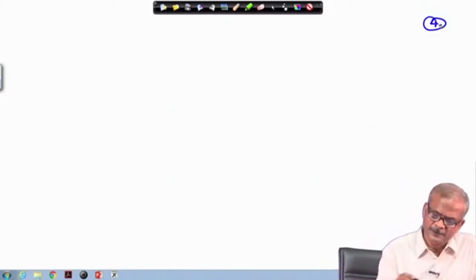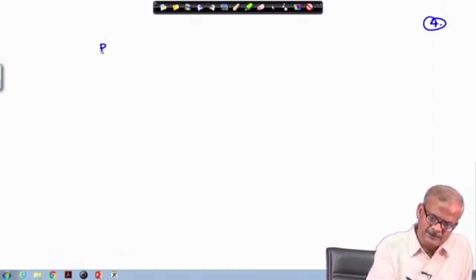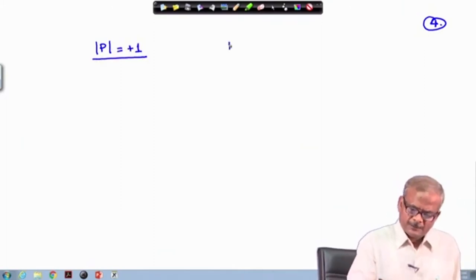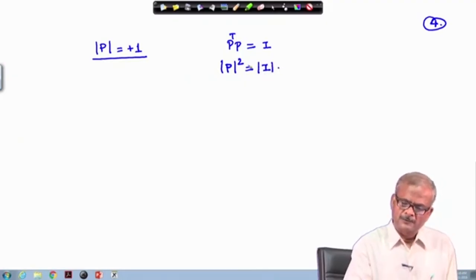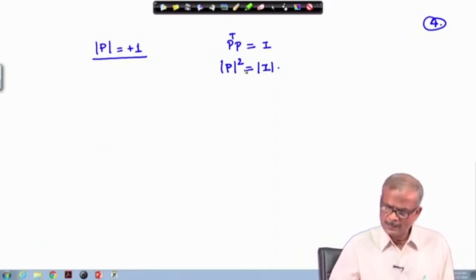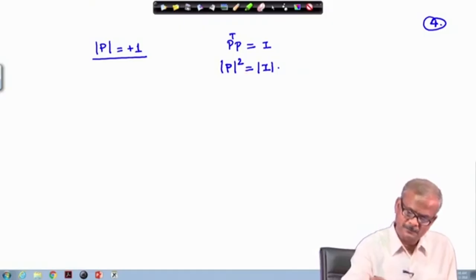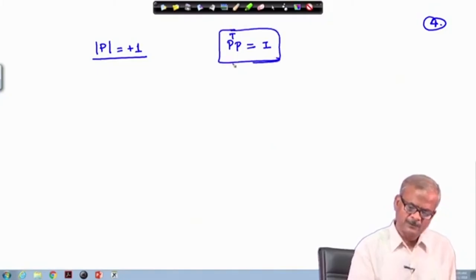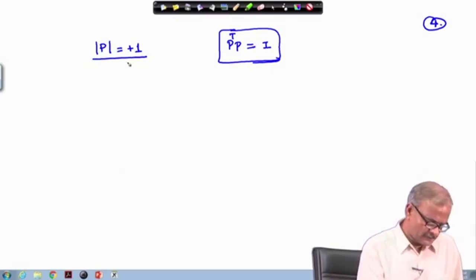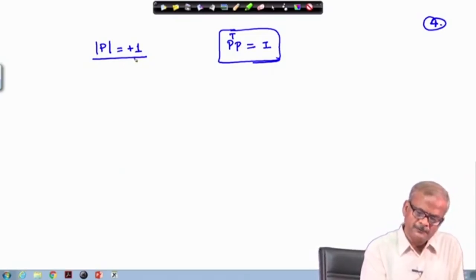Okay, besides, we have forgotten one more thing: we need to prove that this P tilde determinant is equal to plus 1. So, already we know that we have proved that P tilde transpose P equals I, and therefore this P tilde square will be equal to... okay, so this part we are aware of. And for the determinant, we need to prove that this is equal to 1. If we do that, only then our job is done.